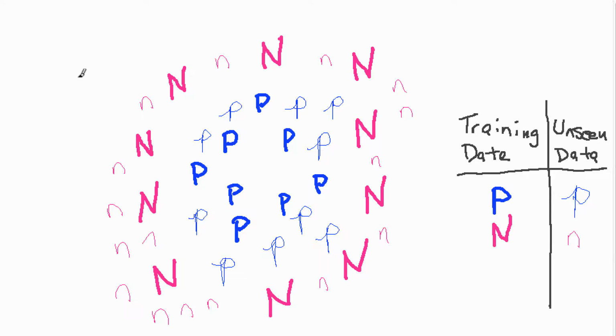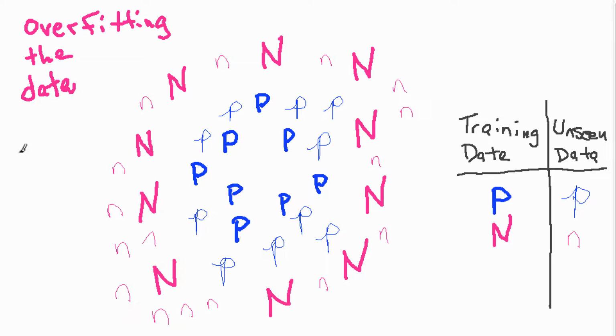Okay, we have a very important topic to talk about here, and it's what's called overfitting. Overfitting the data. This is a big issue in any kind of machine learning environment.